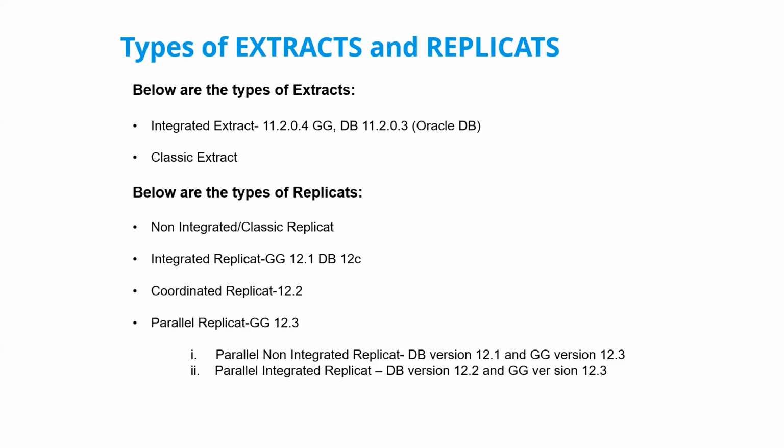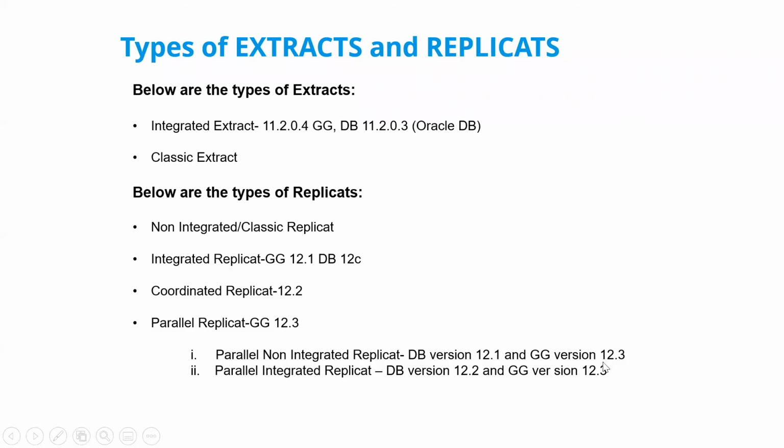Now there are again two types of parallel replicat. The first two replicats which you see here are non-parallel. Parallel replicat is divided into two parts. When you run non-integrated replicat in parallel mode, it is called parallel non-integrated replicat. And when you run integrated replicat in parallel mode, it is called parallel integrated replicat. For using parallel non-integrated replicat, the minimum Oracle database version should be 12.1 and GoldenGate version should be 12.3. Similarly, parallel integrated replicat you can use only if your database version is 12.2 and GoldenGate version is 12.3.